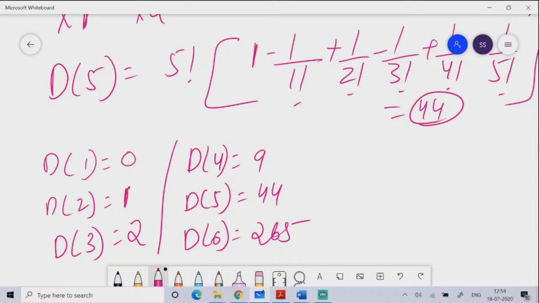Remember the concept of derangement from the time when you were preparing for IIT or Karnataka CET exam. Definitely at that time you would have studied about derangement and all.